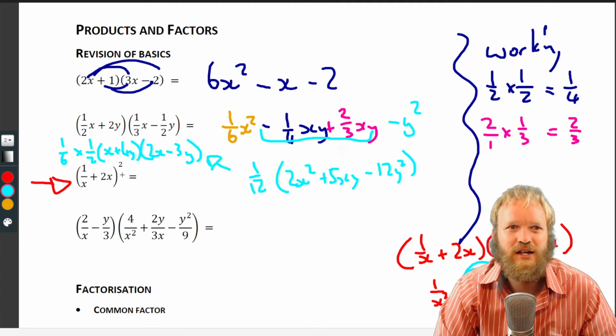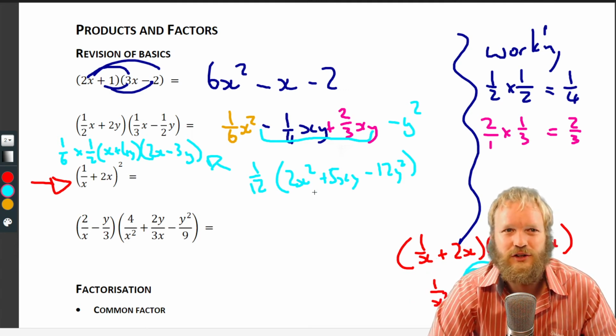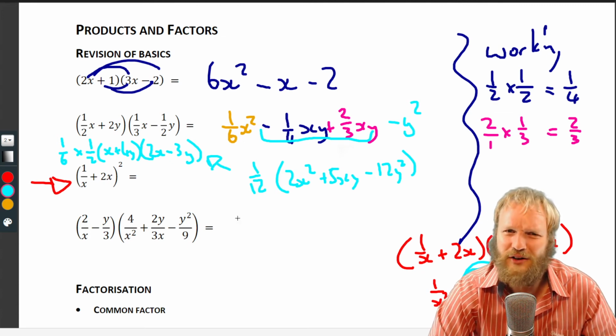But we'll revisit that when we do perfect square trinomials. I think it's 2 days time. Can you wait that long?